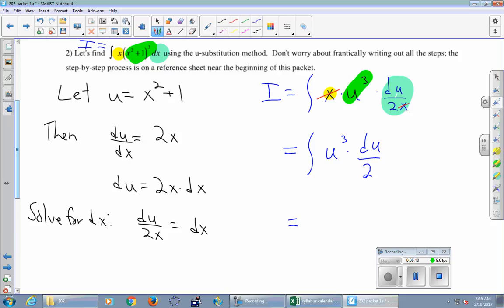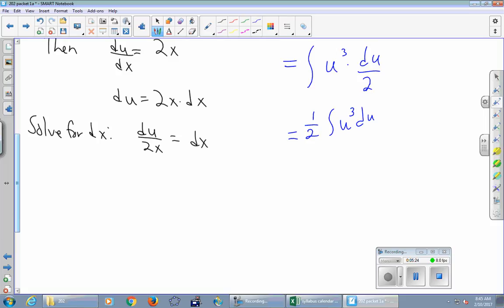Put it out front. What does it become out front? It is a 1/2 integral of u to the third du. Make sure when you pull it out front, it stays on the bottom. And then our basic power rule says add 1 to the power and divide by the new power. So we go u to the 4 over 4 du. What do we put out here? Plus c, right? Most general antiderivative we can find.